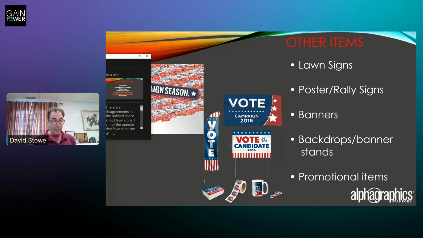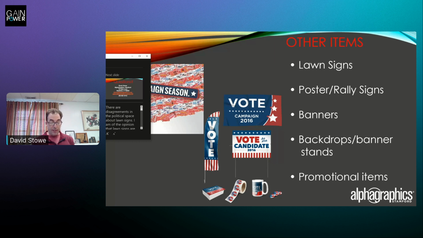Signs are a great way to keep getting a candidate in front of people over and over. That lawn sign or banner that people drive by every day for a month or more goes a long way to building acceptance and recognition. They also help to build trust. The more neighbors that have a lawn sign out for a candidate, the more likely someone is going to be comfortable with that candidate because people they know are comfortable with them. The same is true with posters and rally signs.